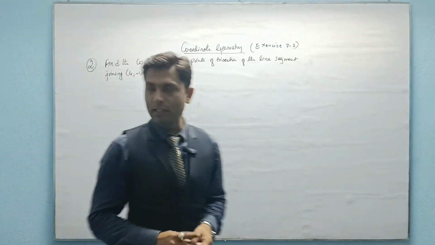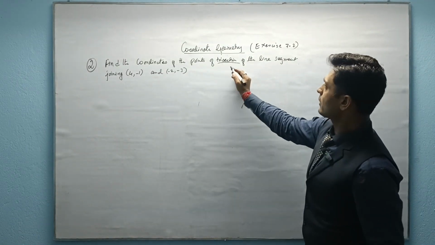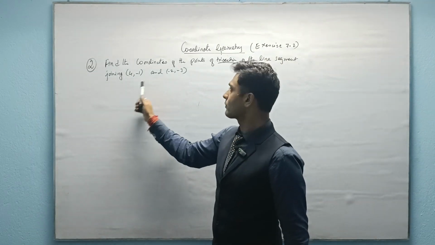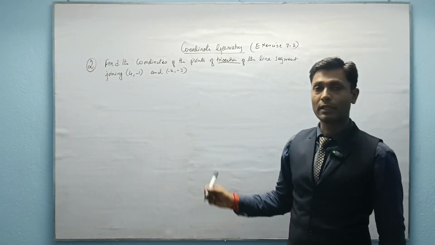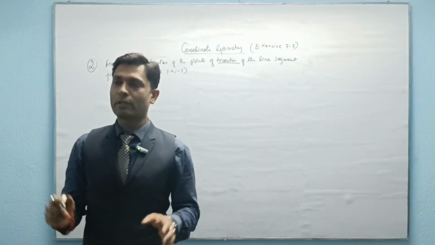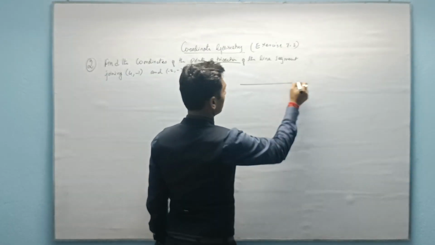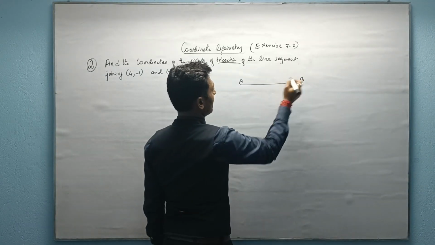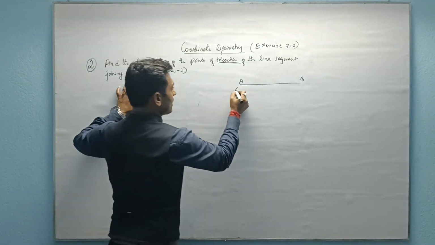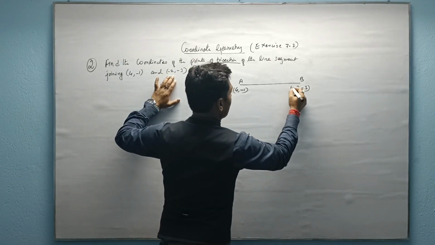See the next question. Find the coordinates of the points of trisection of the line segment joining (4, -1) and (-2, -3). Now trisect. You have heard of bisect, divide into 2 equal parts. Likewise, trisect means to divide into 3 equal parts. So let's say we have this line segment AB whose coordinates are (4, -1) and (-2, -3).